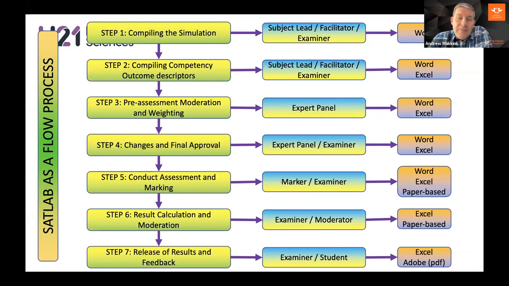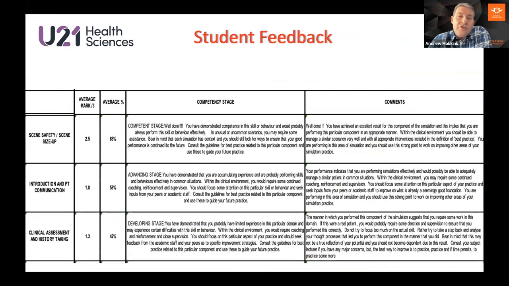Then we release the results and the feedback, and the student, apart from getting their final result, will then get something that looks like this. The average mark out of 3 is the mean of the two markers' marks out of 3. So this was a 2.5, and 2.5 out of 3 translates to 83% for that particular component. And they are then in the competence stage.